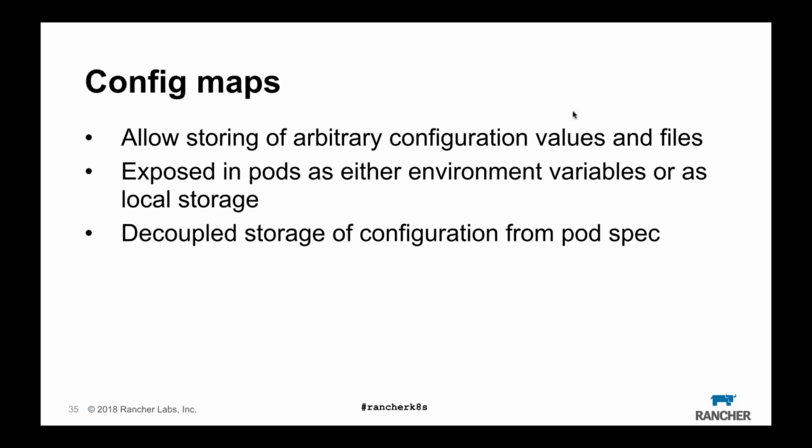And Kubernetes provides a great way of handling these things with the help of the object called config map. So a config map allows you to store some arbitrary configuration values and files. And then you can expose this data that is stored in a config map to any pod by providing this config map as environment variable or via local mount, via volume mount.